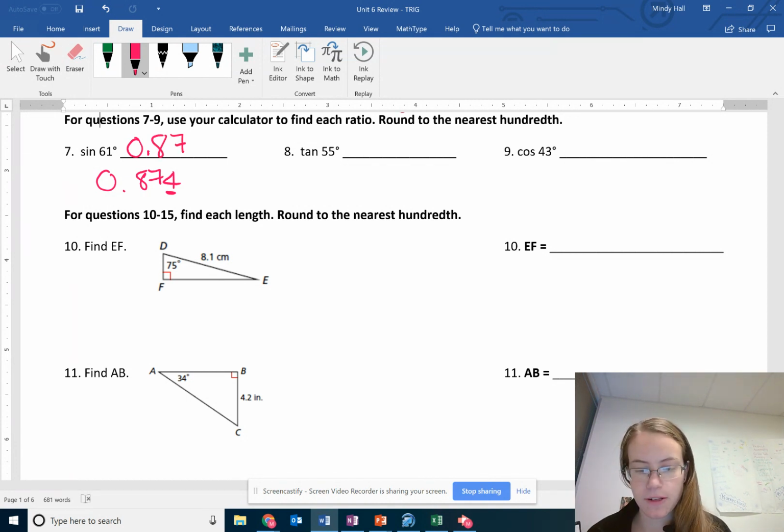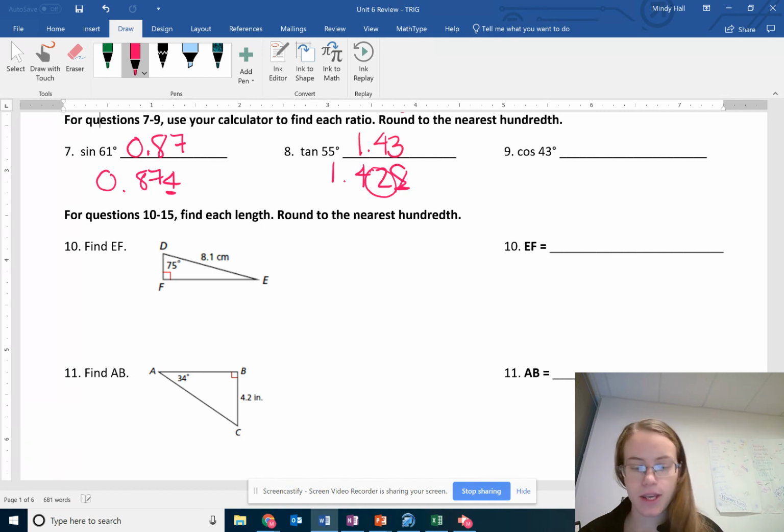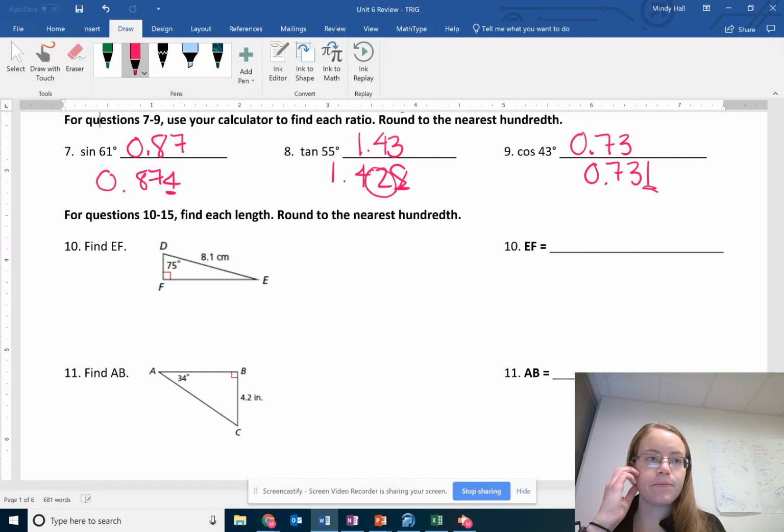For tangent of 55, it gives you 1.428. So this 8 tells us that we need to round this 2 up to a 3, so it's 1.43. And then cosine of 43 is 0.731. So the 1 tells us to keep it, so we have 0.73.